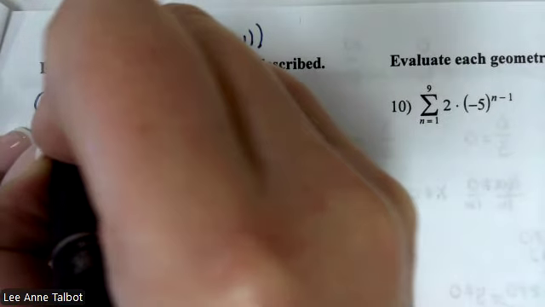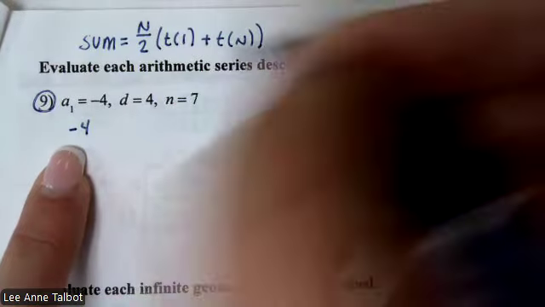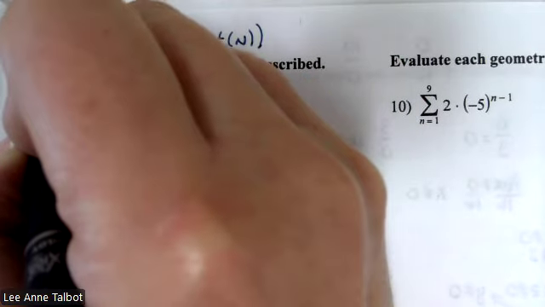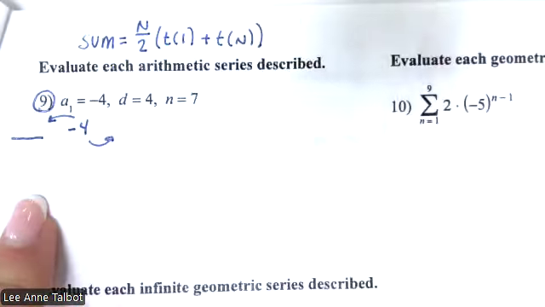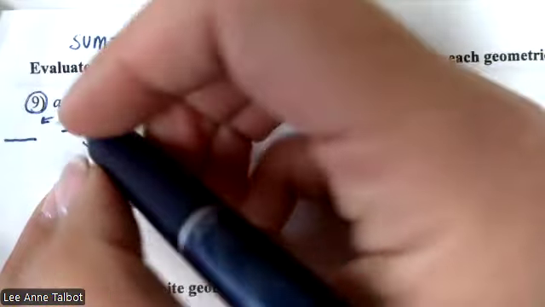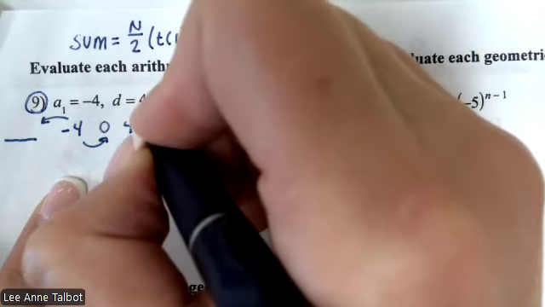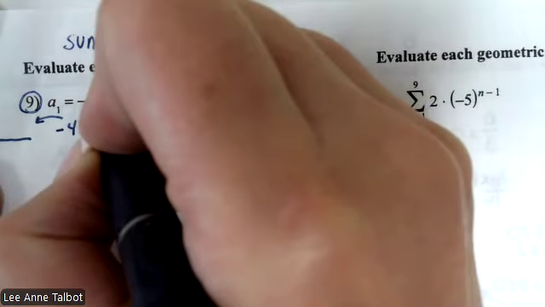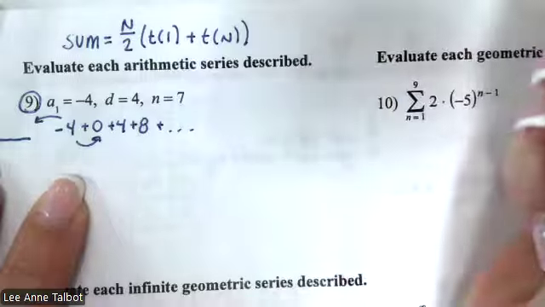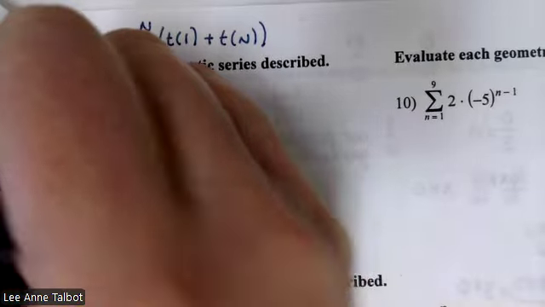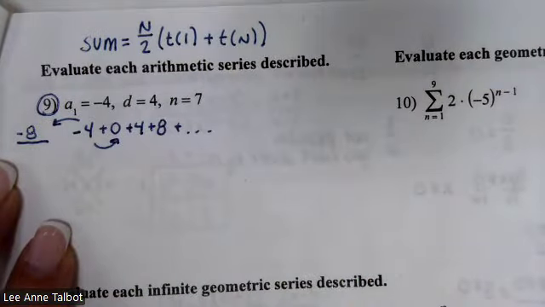I'm going to start with saying my first term is -4 because that's what this says. And then I'm going to make my arrows. And it says the common difference is 4, which means that it's going up 4 each time. So 0, 4, 8. And term 0 would be -8 if I went backwards.